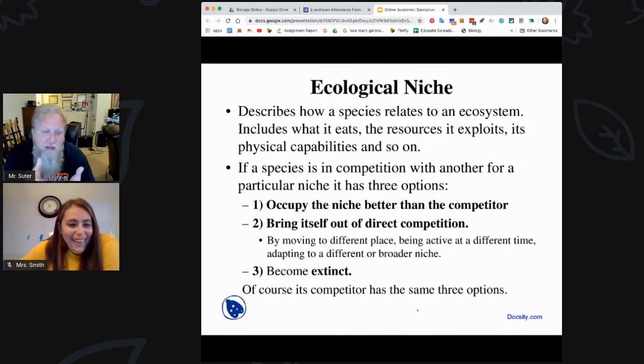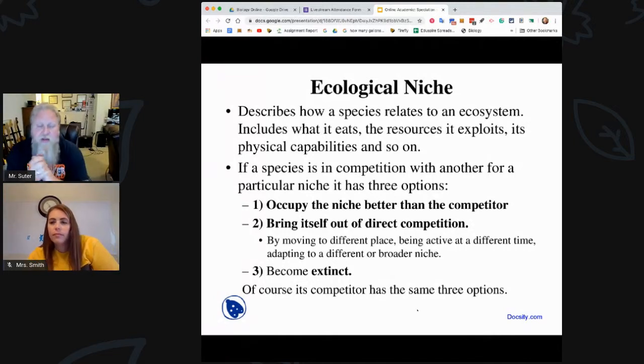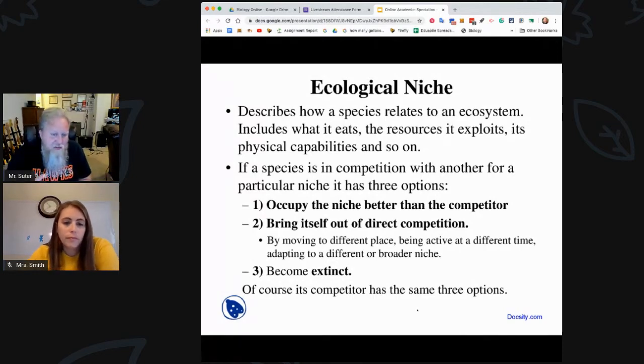But ecological niche describes how a species relates to the ecosystem, includes what it eats, the resources it exploits, its physical capabilities, and so on. And here's what's interesting. No two organisms have the same niche. You can't occupy exactly the same niche as another organism. So when there's competition, why do we compete? Because our niches start to overlap. And if niches overlap, then we've got to compete a little bit.